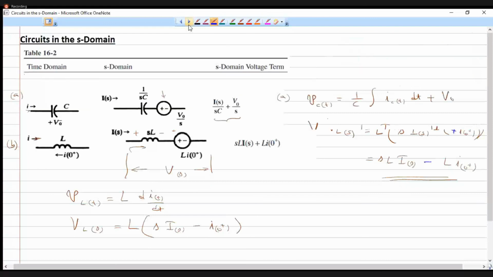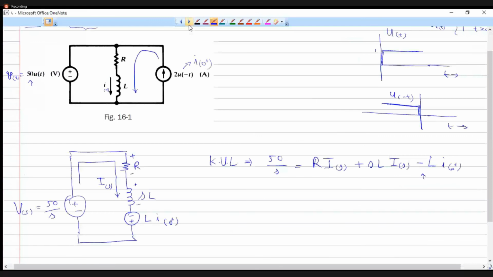In the next class, probably I can explain more. This is how you can write Kirchhoff's voltage law in the S domain. Once you write this equation, you can find out I of S. So I of S could be taken out from here, and that will be equal to 50 divided by S, divided by R plus SL, plus L into I of 0 divided by R plus SL.